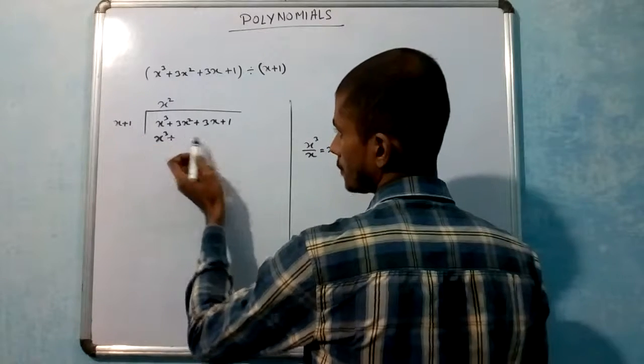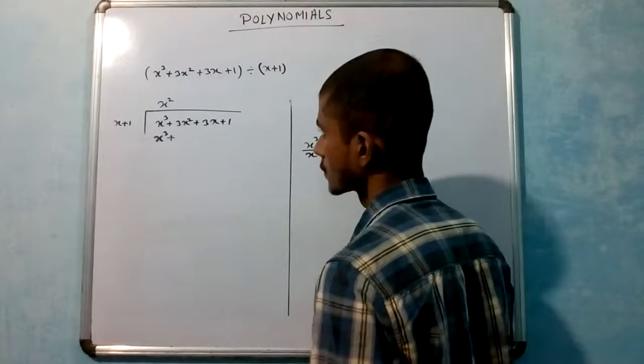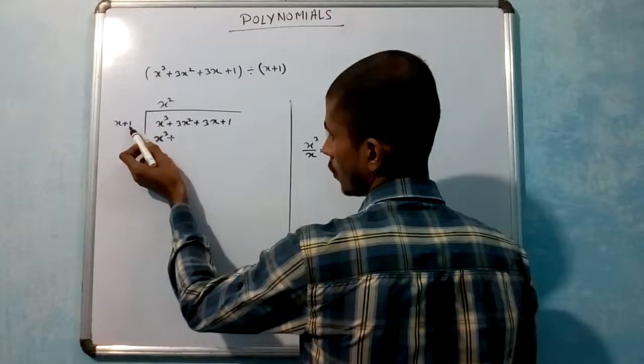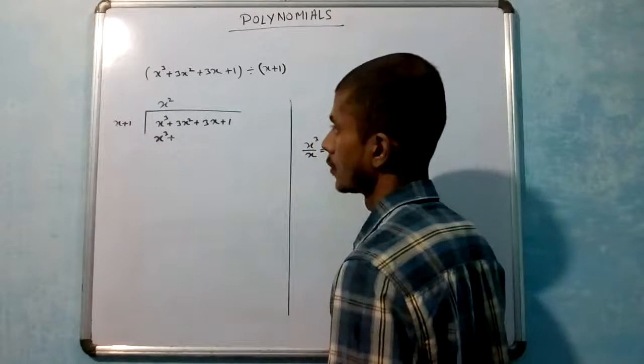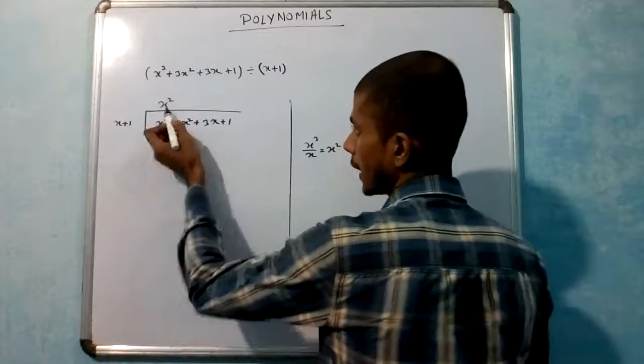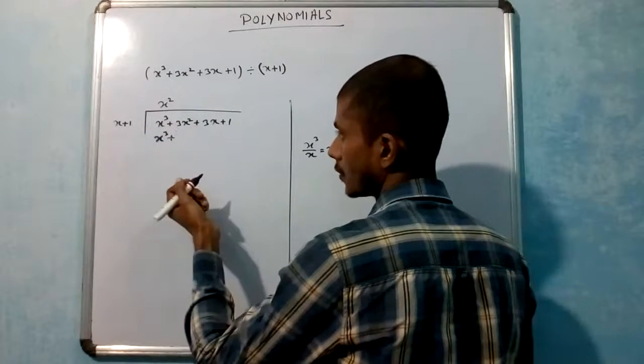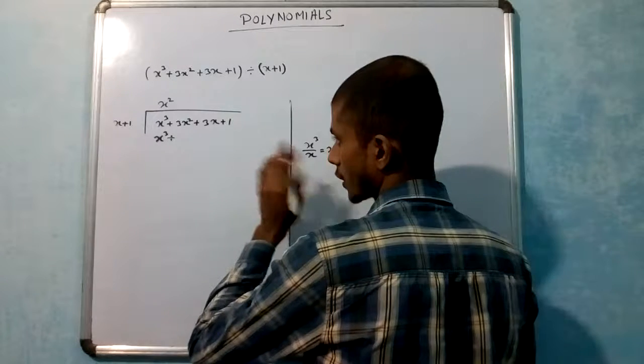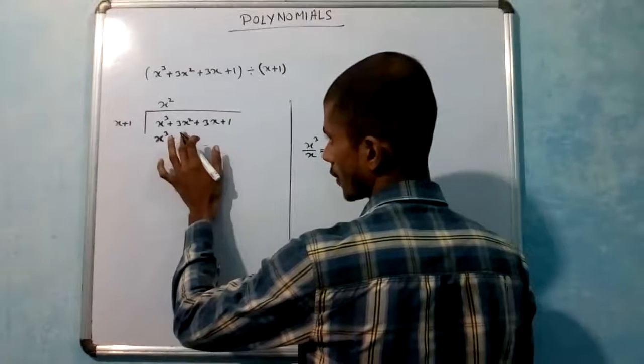Plus 1. What is this? X square. X square into x. Don't explain so much. Tell me what I should write here.